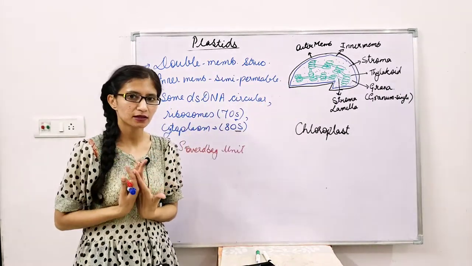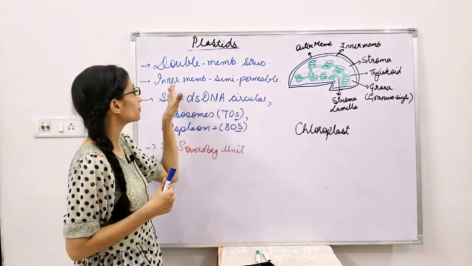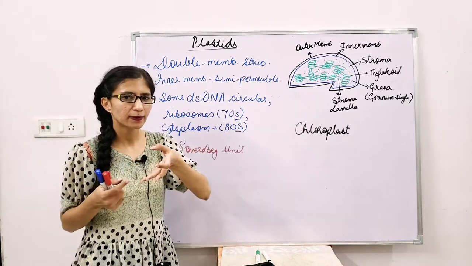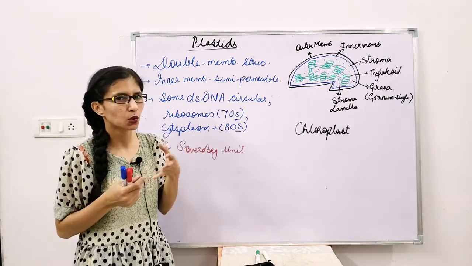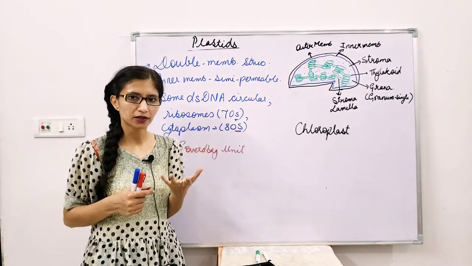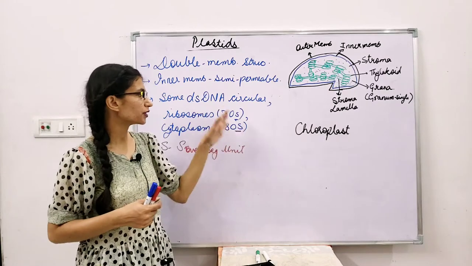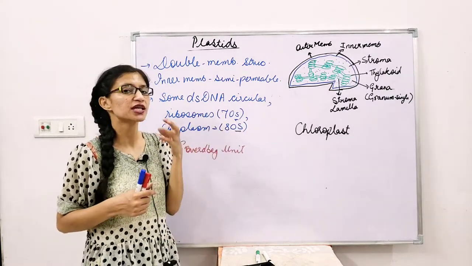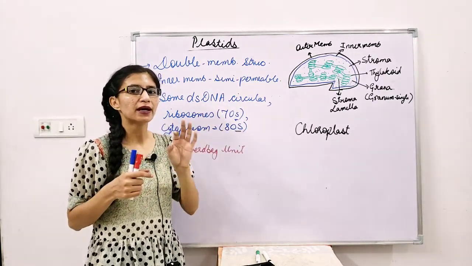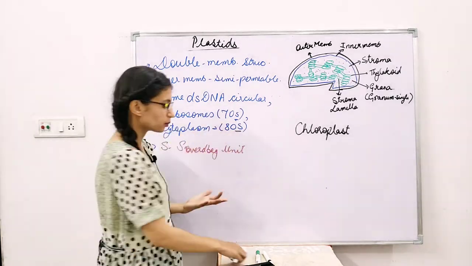So the chloroplast shares a few similar properties with the mitochondria: it is a double membrane layer structure. The inner membrane is semi-permeable in nature, which means it allows certain things to go in and out. It contains similarly a double-stranded circular DNA structure. It has ribosomes of its own. Just like the mitochondria, it also has 70S ribosomes, which are smaller in comparison to the ribosomes of the cytoplasm, which are 80S, the bigger ones.